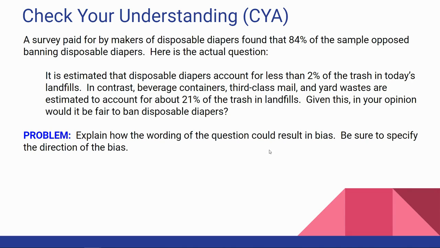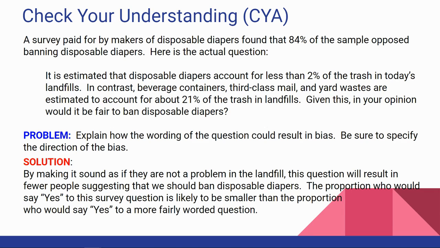Explain how the wording of the question can result in bias. Be sure to specify the direction of the bias. By making it sound as if there is not a problem in the landfill, this question will result in fewer people suggesting that they should ban disposable diapers. The proportion who would say yes to the survey question is likely to be smaller than the proportion who would say yes to a more fairly worded question.